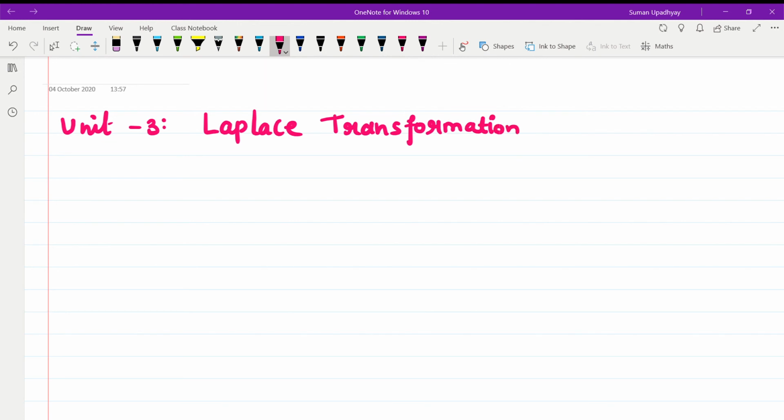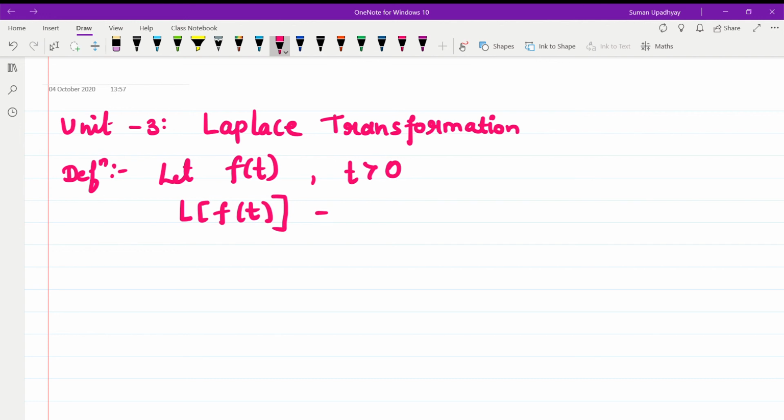So we are going to start with the definition of a Laplace transformation. Suppose you have a function which I am denoting by f of t and it is defined for positive values of t. Then the Laplace transformation of f of t is denoted by L of f of t and it is defined by integration from 0 to infinity e raised to minus st into f of t dt. So this is the formula for the Laplace transformation of f of t.